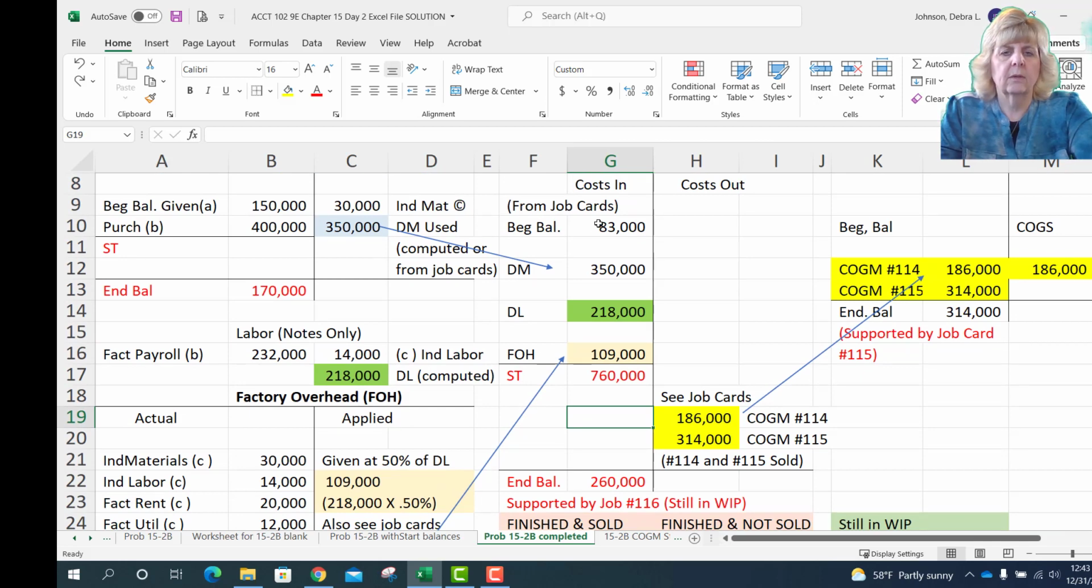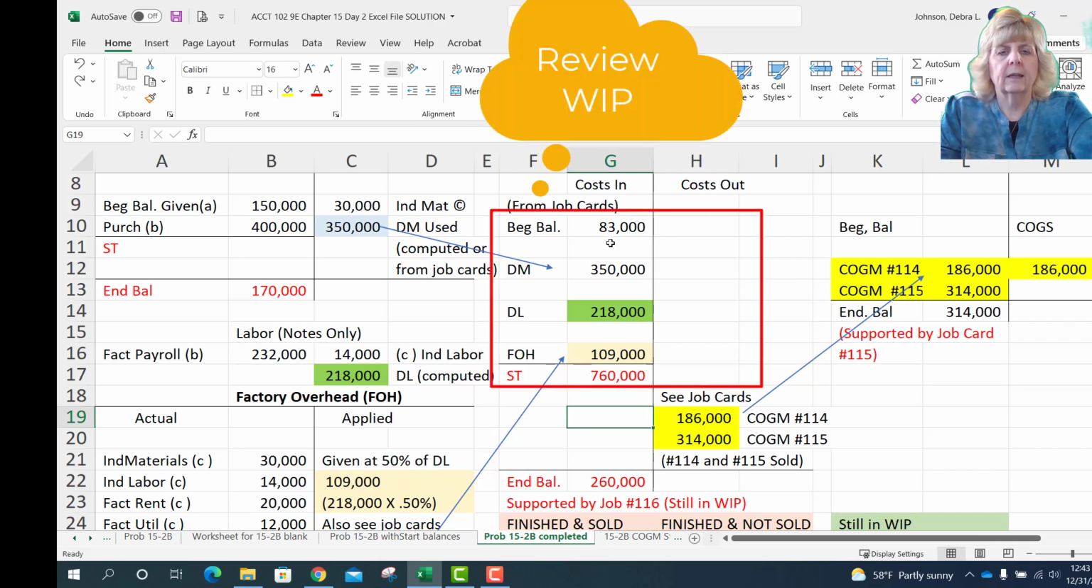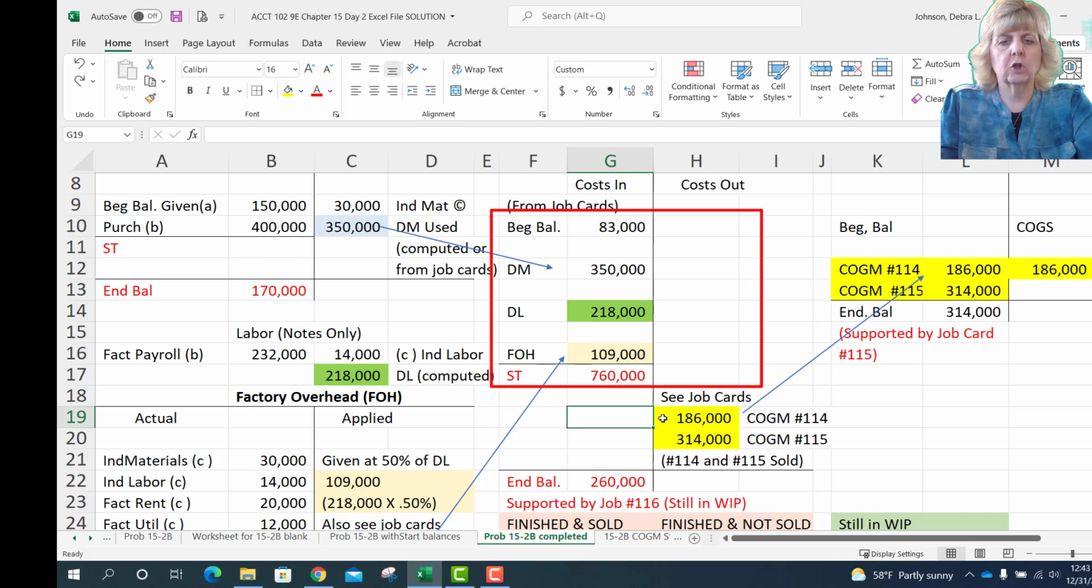Make sure that you have the same balances that I have. There was 83,000 that came to us from last month. They gave us job cards to support that amount. And then the 3 product costs were all charged to WIP. The materials used, the direct labor, and the factory overhead. You can subtotal that. That subtotaled 760,000. And then they mentioned that 2 jobs were completed.